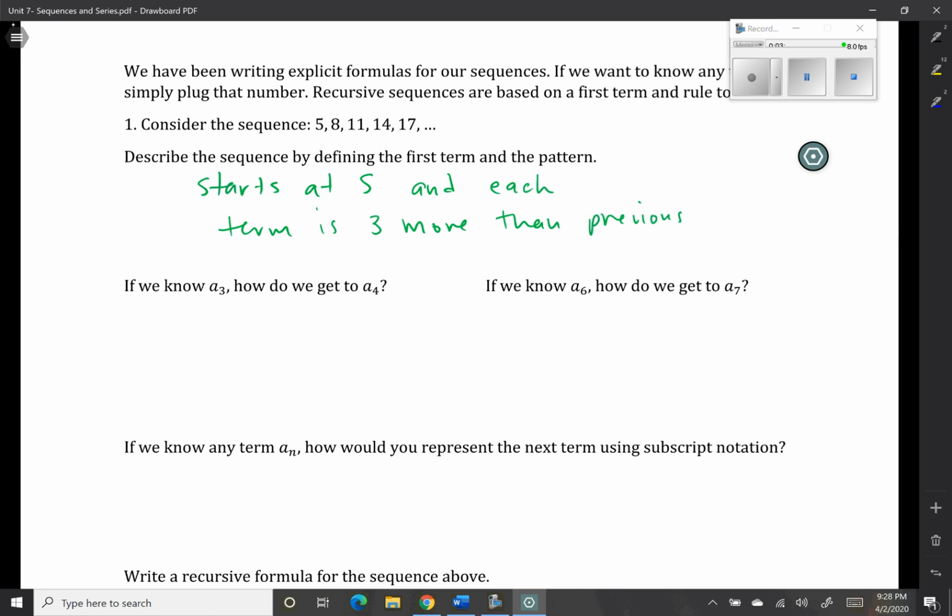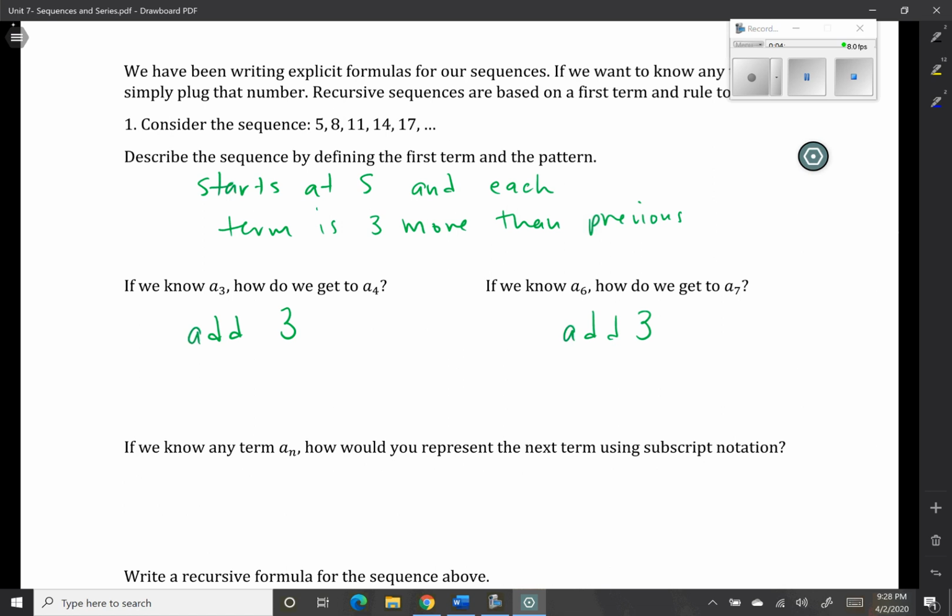So the next 2 questions kind of give us an idea of how a recursive sequence is going to be written. It says, how do we get from the 3rd term to the 4th term? The 3rd term is 11, the 4th term is 14. We are going to add 3. Then it says, how do we get from the 6th term to the 7th term? We would again add 3. So what we can see by these 2 questions is that no matter what, to get from one term to the next, I'm going to add 3.